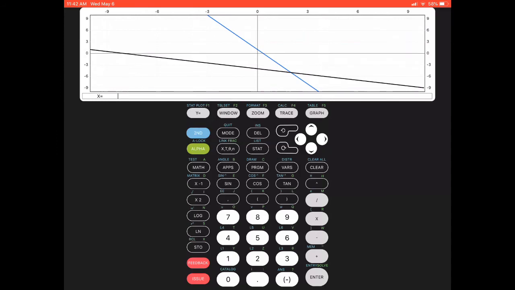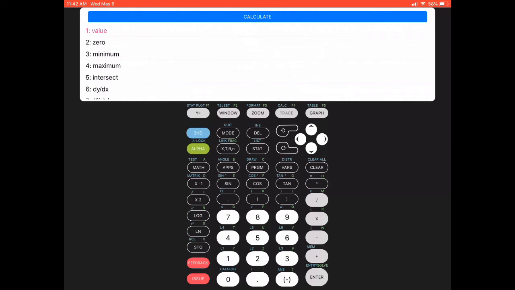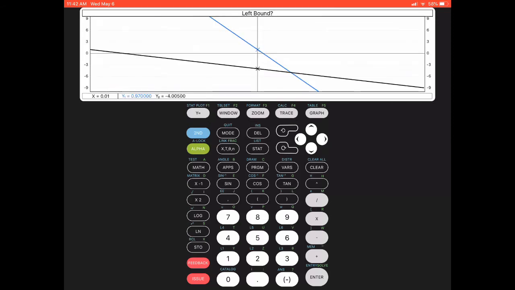You can also, instead, once this is graphed, go to second trace, and you can find the intersection by choosing number 5, and then it'll ask for left bound and right bound. So I notice my two x's are to the left of where they intersect, so I'm going to hit enter. Now it asks for the right bound, so I'm going to move my right arrow key to where they are to the right of where they intersect and hit enter.